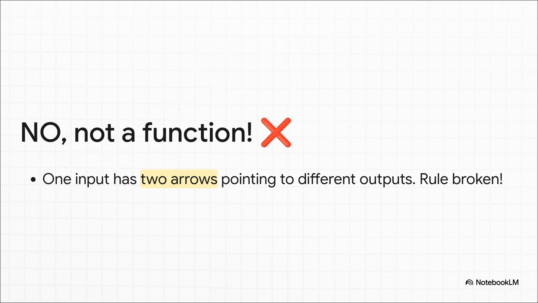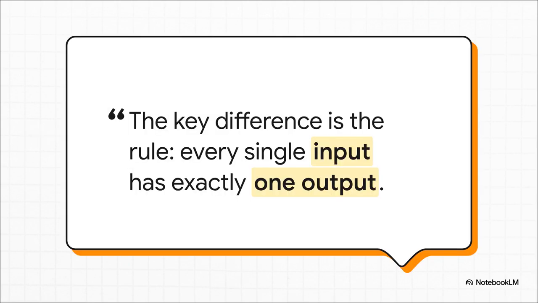Aha, this one is not a function. And the reason is right there. See that one input that has two arrows pointing to two different outputs? The second you spot an input with more than one output, you know the rule's been broken. It's not a function.